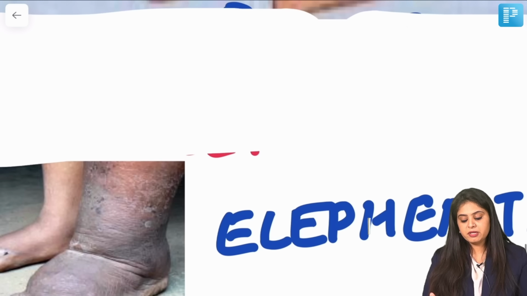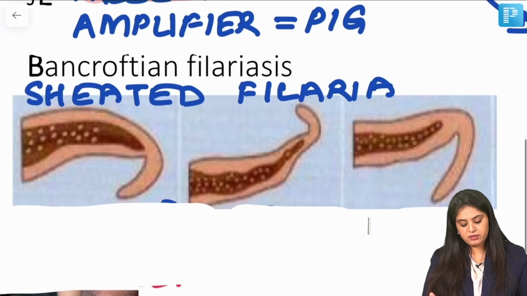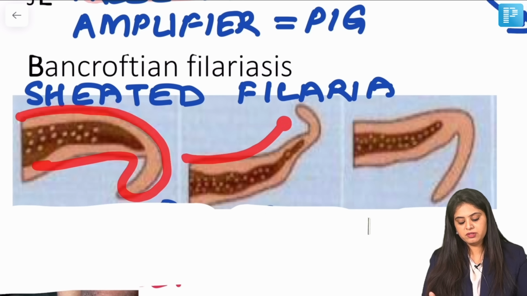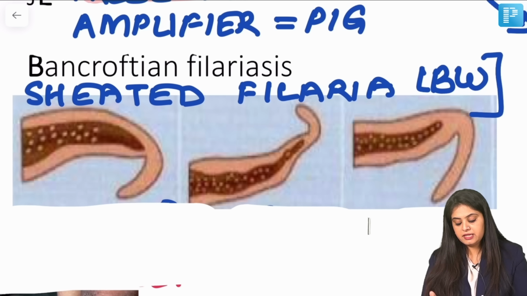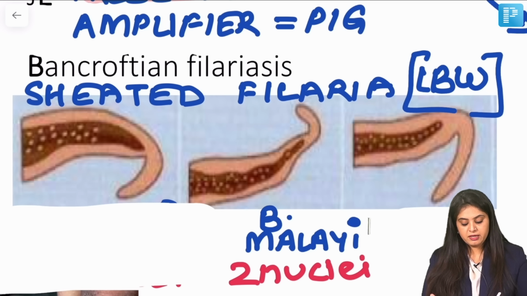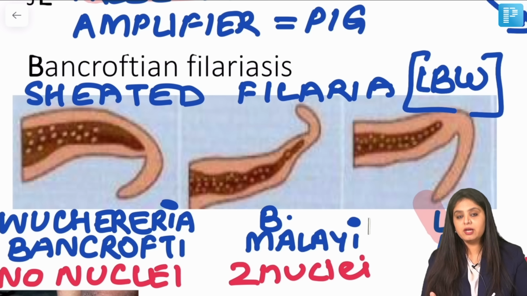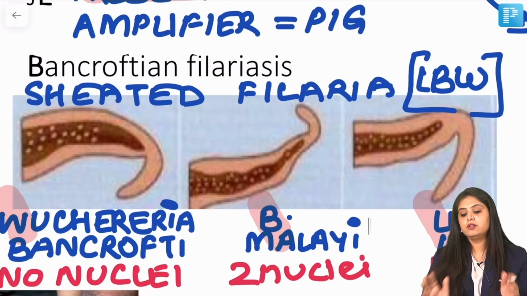And then I look at the picture of the filaria given. If you look carefully, you'll notice that there is a sheath around the filaria. And as soon as there's a sheathed filaria, you will think of 3, that is LBW. What is LBW? Let me highlight those. That is Loa loa, Brugia malayi, and Wuchereria bancrofti. All 3 of them will have a sheath.